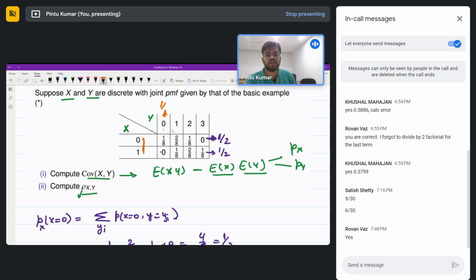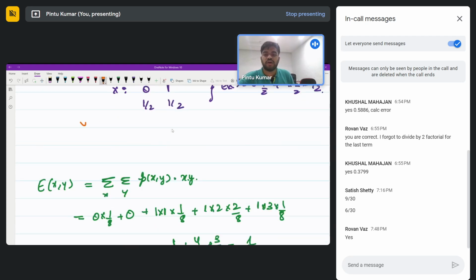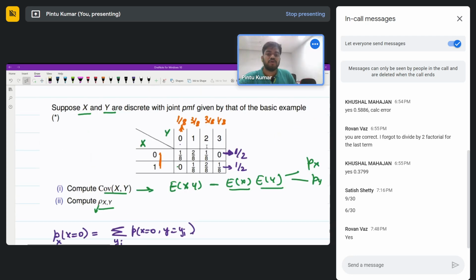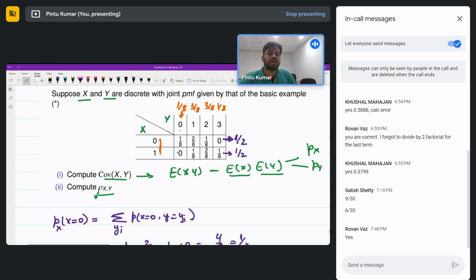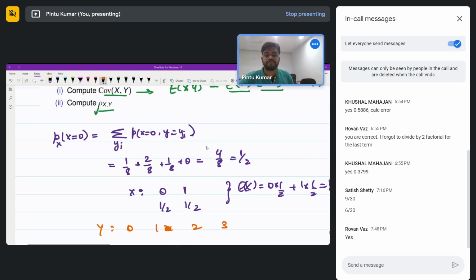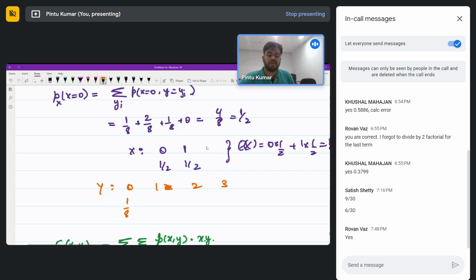So this is 1 by 8, this is 3 by 8, this is 3 by 8, and this is 1 by 8. So you can write y takes 4 values, 0, 1, 2, 3, with probabilities 1 by 8, 3 by 8, 3 by 8, 1 by 8.